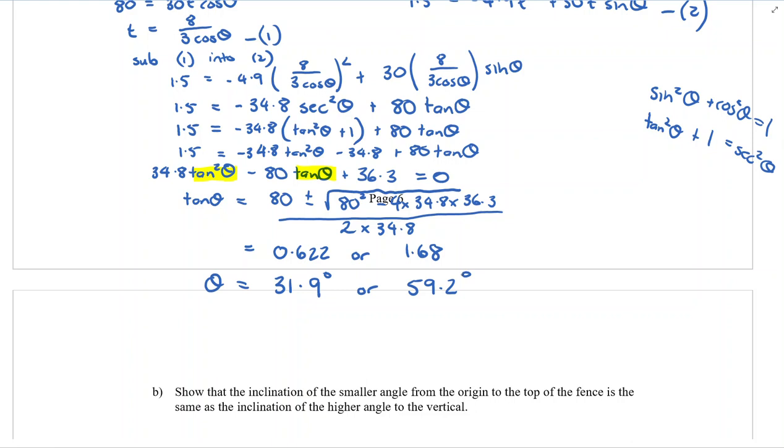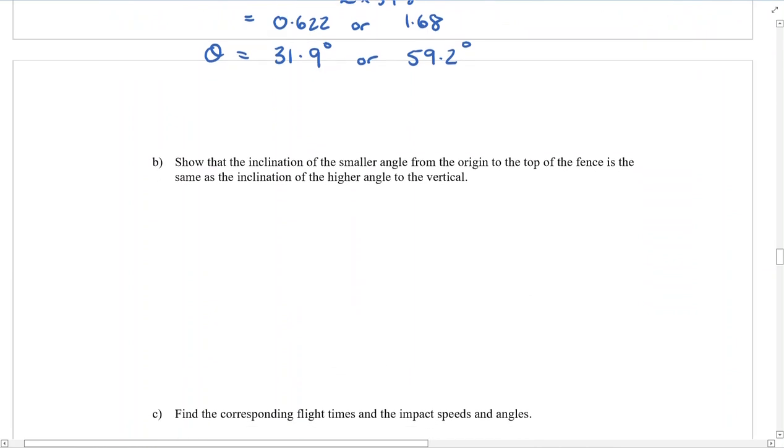Interesting. We're going to do something similar to that in part B. It says, show that the inclination of the smaller angle from the origin to the top of the fence is the same as the inclination of the higher angle to the vertical. So we're going from the horizontal and the vertical to show that we get the same angle. But we've got the fence in there as well, which makes a difference.